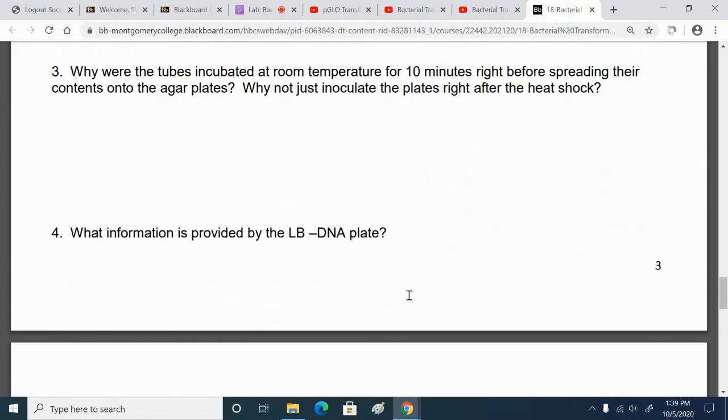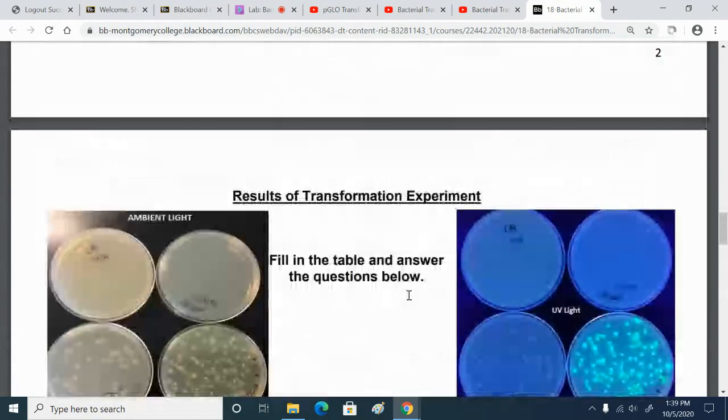So question 4, what information is provided by the LB minus DNA plates? So these plates here. So the LB minus DNA plates, this is one of our controls. It tells us two simple things. One, E. coli is alive, right? Because we need to have live bacteria to do the experiment. So the E. coli is alive, and E. coli grows on LB agar. So that's what this plate tells us. It's a control that tells us E. coli is alive and grows on LB agar.